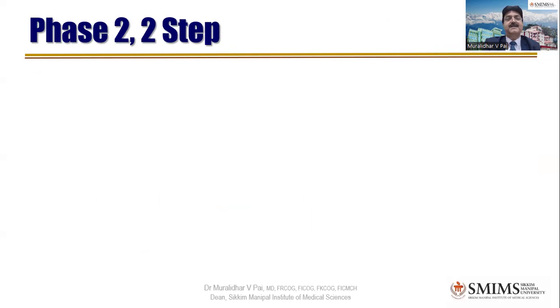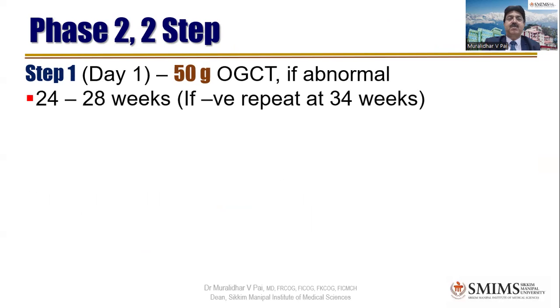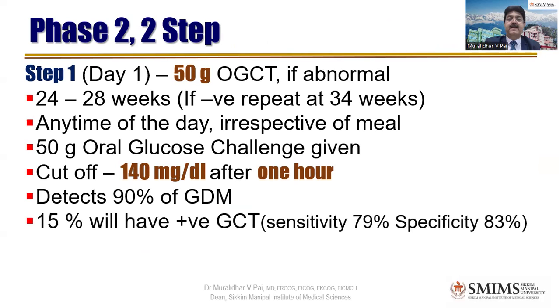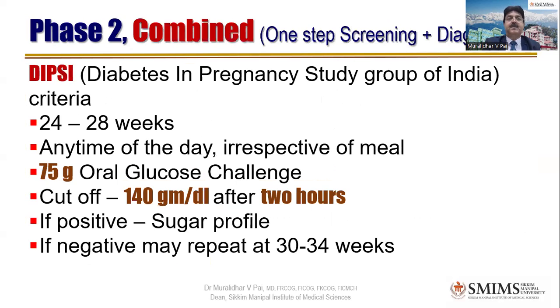As simple as that. If you believe in two-step, which we used to do in the past, a 50 grams OGCT, if abnormal, then you go for it. The cutoff was 150, 140 at 1 hour. It detects 90% of diabetes, 15% will have positive GCT, and the second step is you can do a 75 grams GTT.